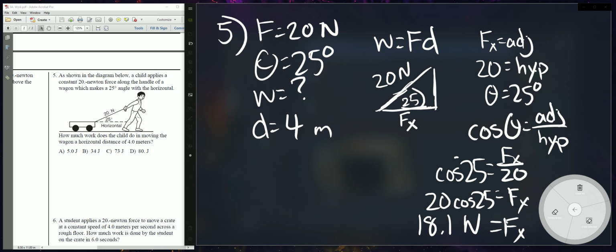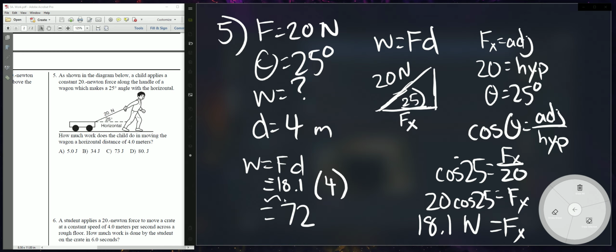Well, now we have our force in the horizontal direction, we can solve for work. All right, so my force is 18.1, D is 4, and I'm going to get around 72. Actually, that's joules. So the answer is C.